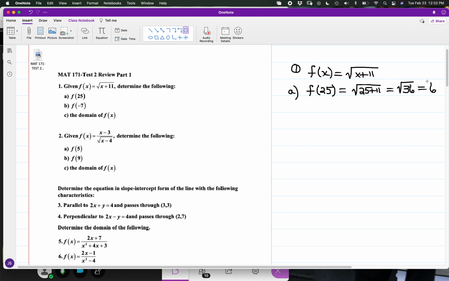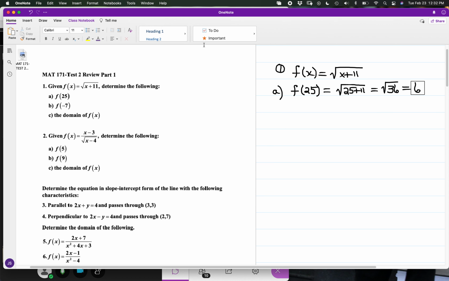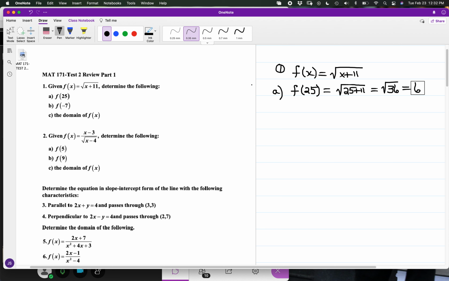And for what we have in the case of the second part, okay, we're now looking for f of negative 7. Okay. And for this one, for f of negative 7, and working with this value just as we did with 25. So we have the square root of negative 7 plus the 11, and for the sum within the radical we had the square root of 4, and the square root of 4 only reduces to 2.